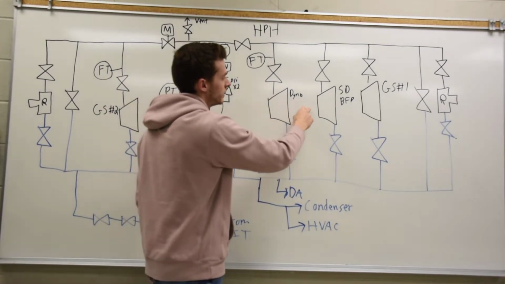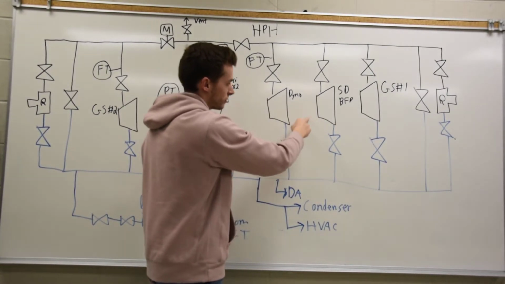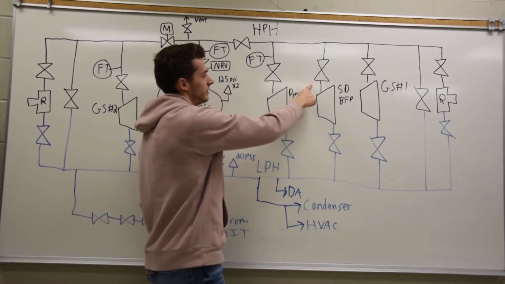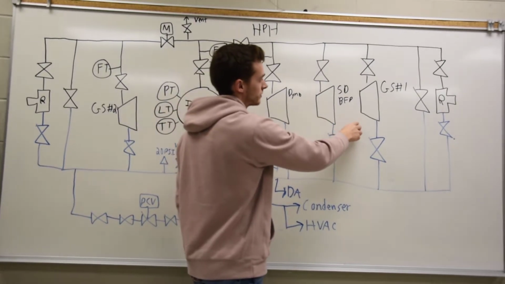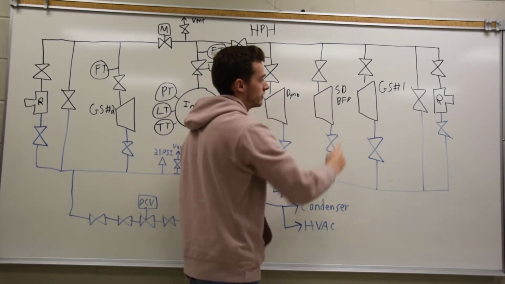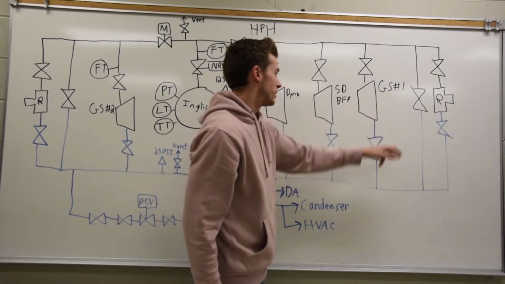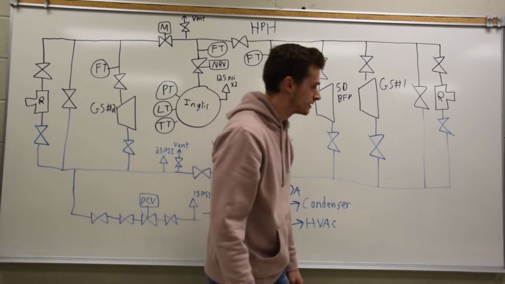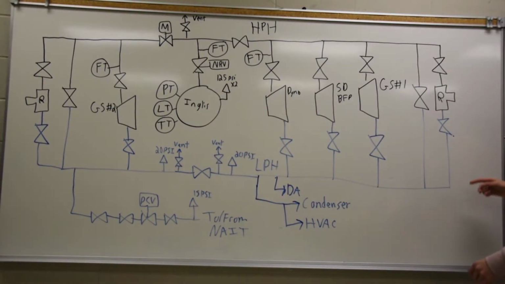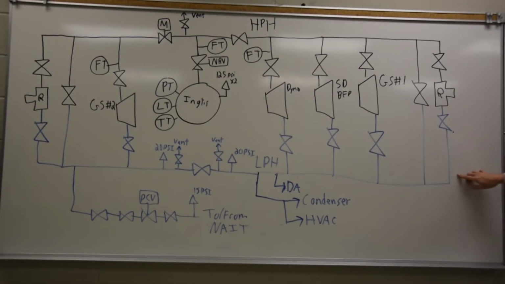Then we have the second turbine, which is the steam-driven boiler feed pump, which has an isolation valve leading to it. And we have the genset number 1, which also has an isolation valve leading to it. And we have the west side steam regulation station leading to the low pressure header.